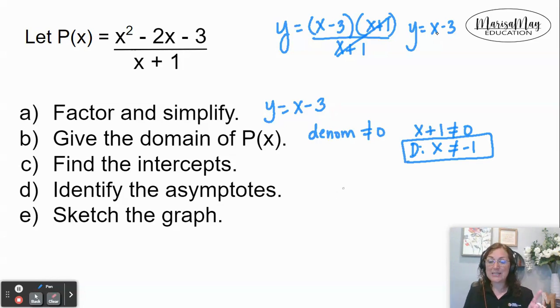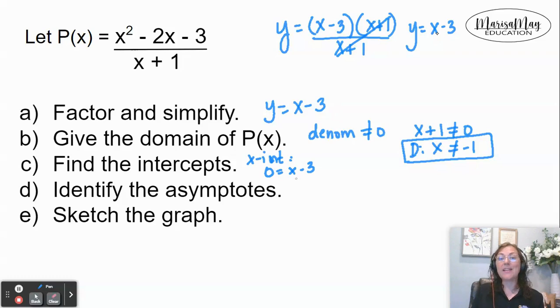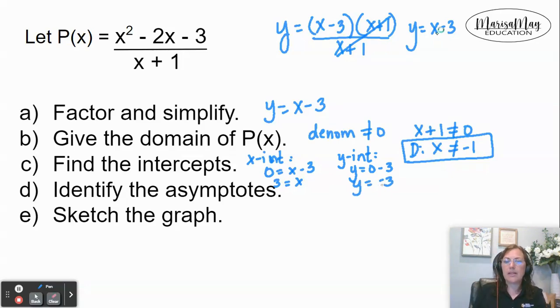Now look at C here. C asks us to find the intercepts. Now this one comes from the simplified function. So when we look at the x-intercept, we make y 0. So we're going to say 0 equals X minus 3. Well, that lets us have an x-intercept at 3. Then let's do our y-intercept. Now for the y-intercept, we make x 0. So we got y equals 0 minus 3. Again, we're working from that simplified function. So I get y equals negative 3. So there's our y-intercept. Here's our x-intercept.